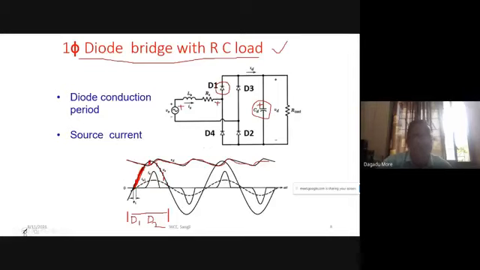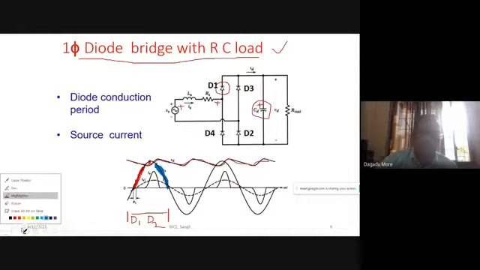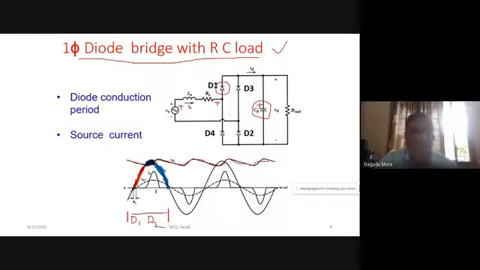Similarly, if you see the other period, this period also, what is happening here? Again, our supply voltage is less than the capacitor voltage, and only for a very short duration will our supply voltage be more than the capacitor voltage. This is the region I'll show with this color, where the capacitor voltage is less than the supply voltage. Only in that period will diodes D1 and D2 conduct.